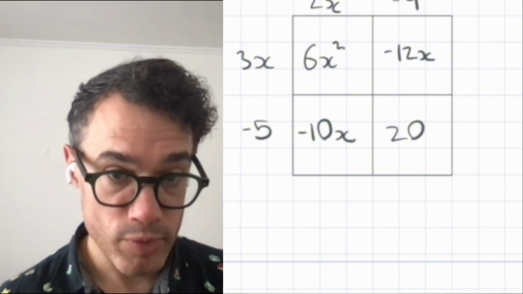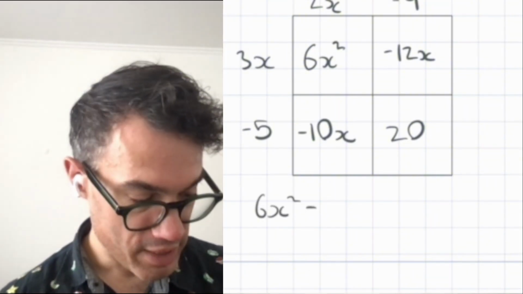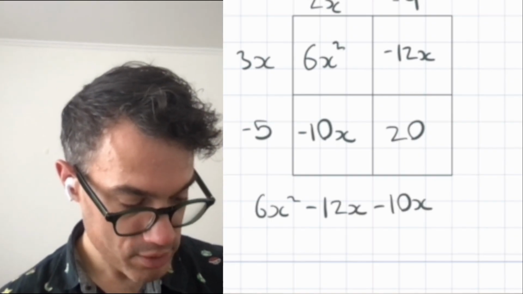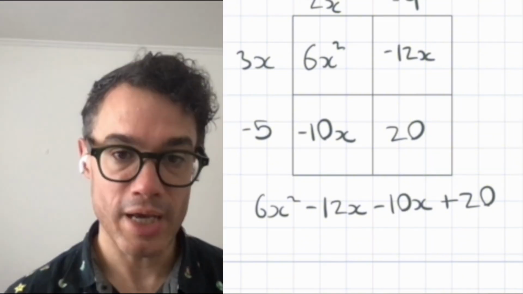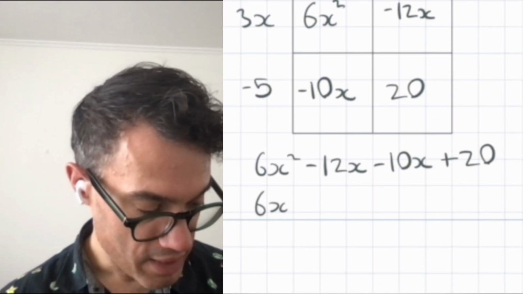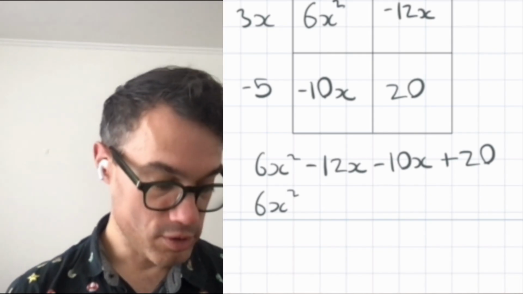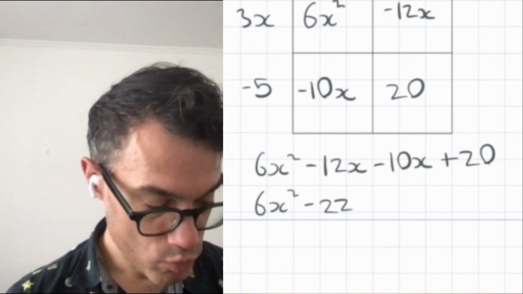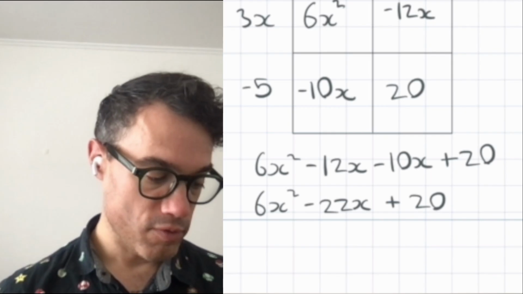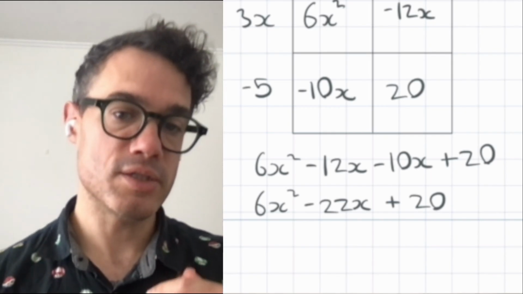We'll start off with our first expression. We've got 6x squared. We'll move on to the next quadrant here, which is -12x minus 10x plus 20. That can get simplified even further, which brings us to 6x squared. We have minus 12, and we're bringing it down even farther to make it 22x plus 20. Now this is our fully expanded version using the grid method instead of the FOIL method.